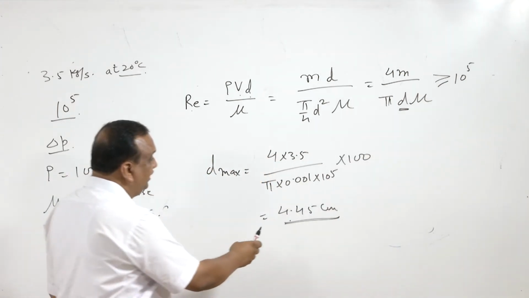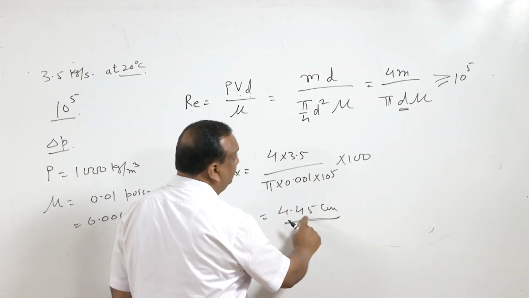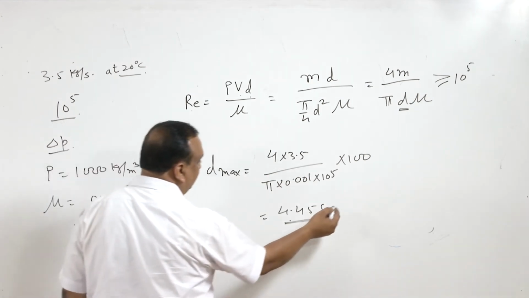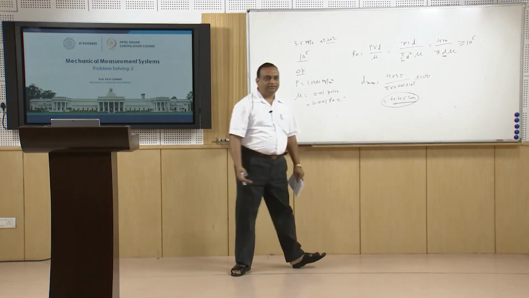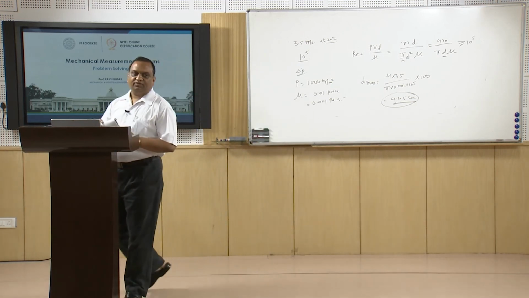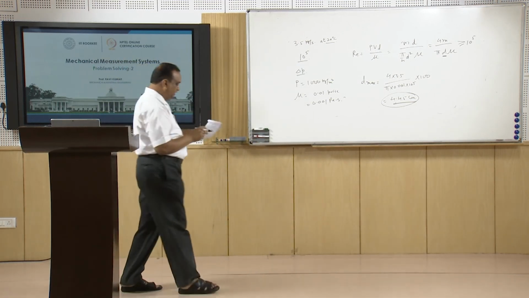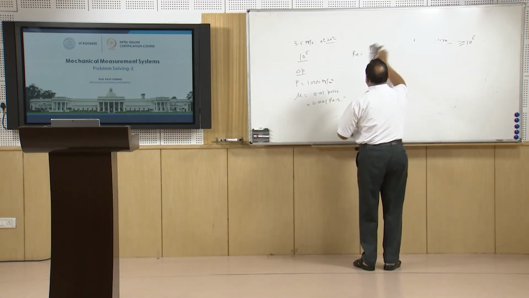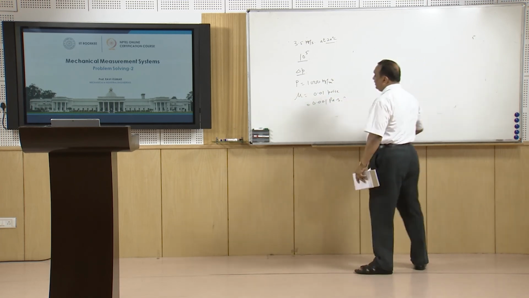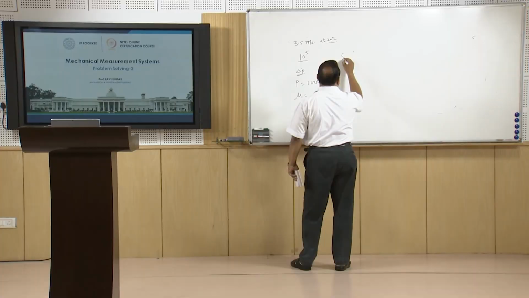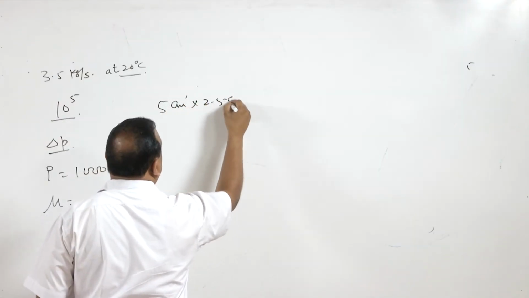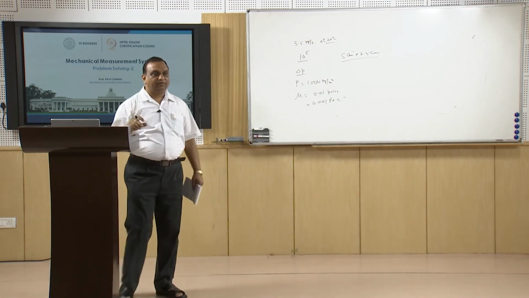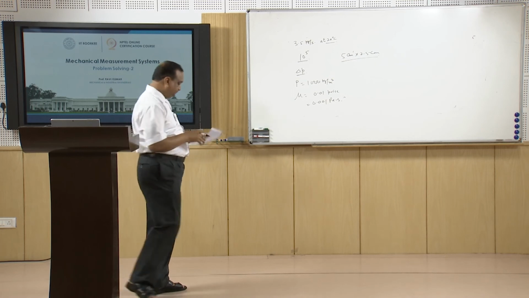So in any case, if we take a diameter smaller than this, the Reynolds number will be more than 10 to power 5. But this is not a standard size in the market. 4.445 is difficult to get in such a venturi. So for pipe and throat section, if we go for the standard venturi, it is going to be 5 centimeter into 2.5 centimeter. And if you go for the throat diameter 2.5 centimeter, definitely the Reynolds number will be higher than 10 to power 5, right?